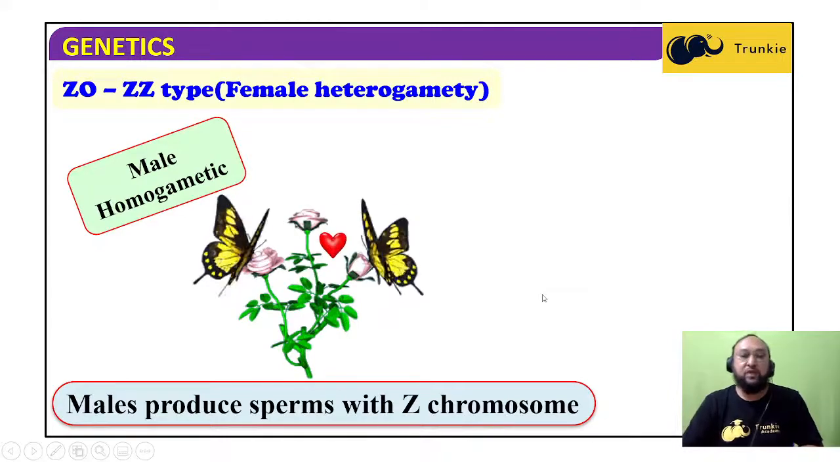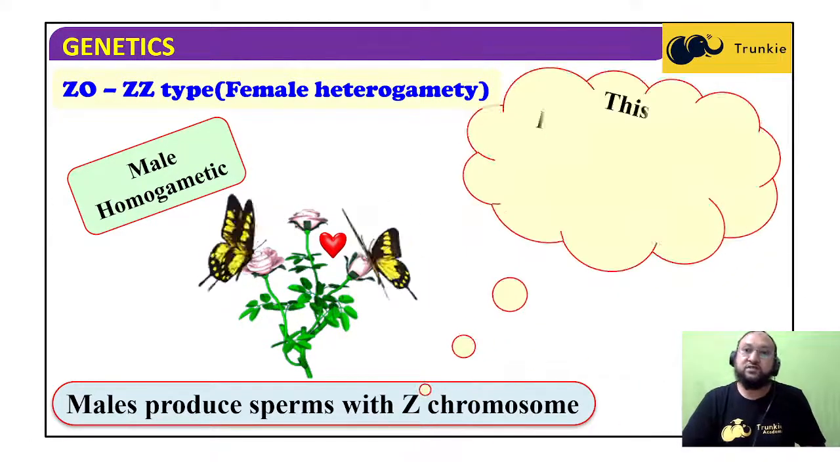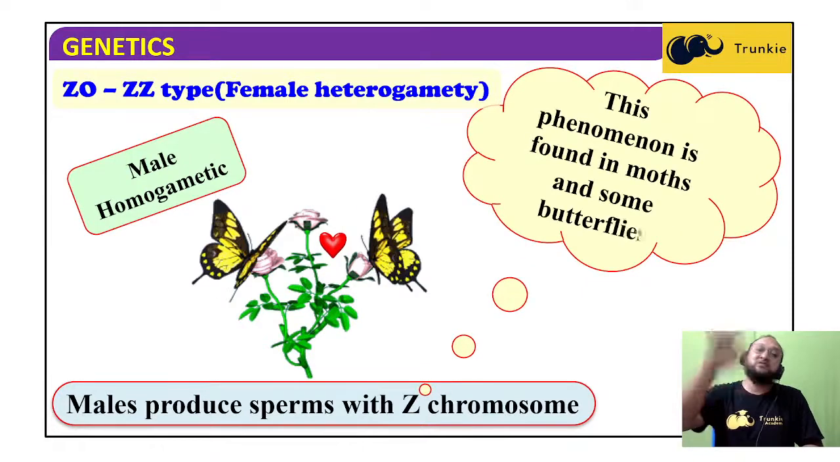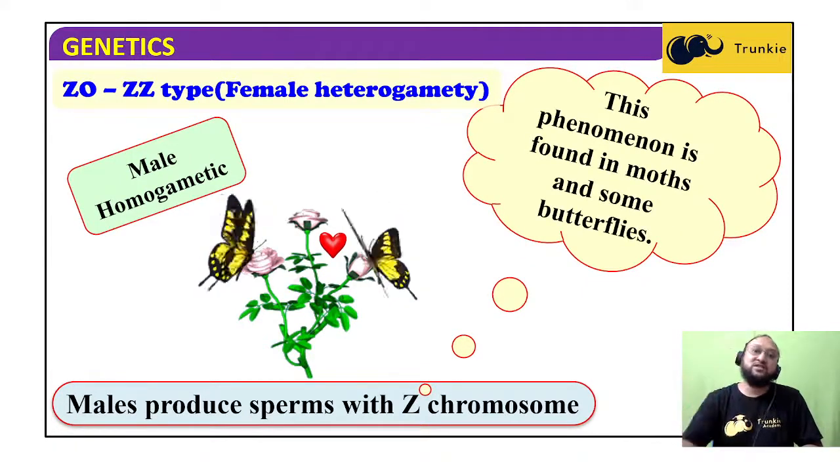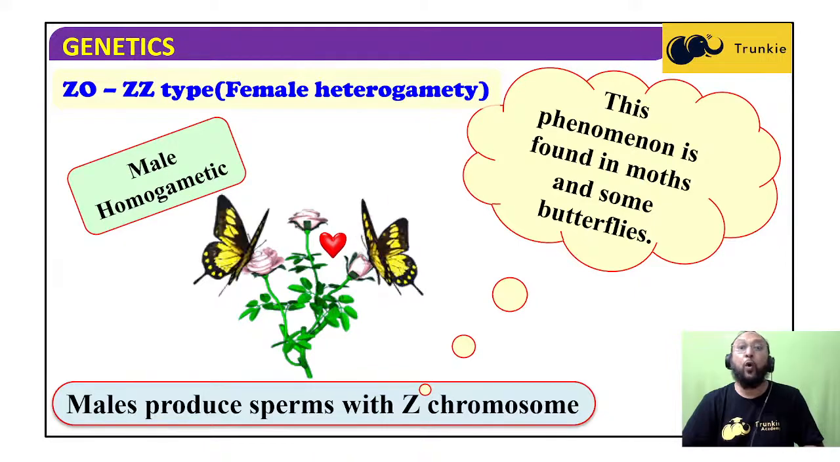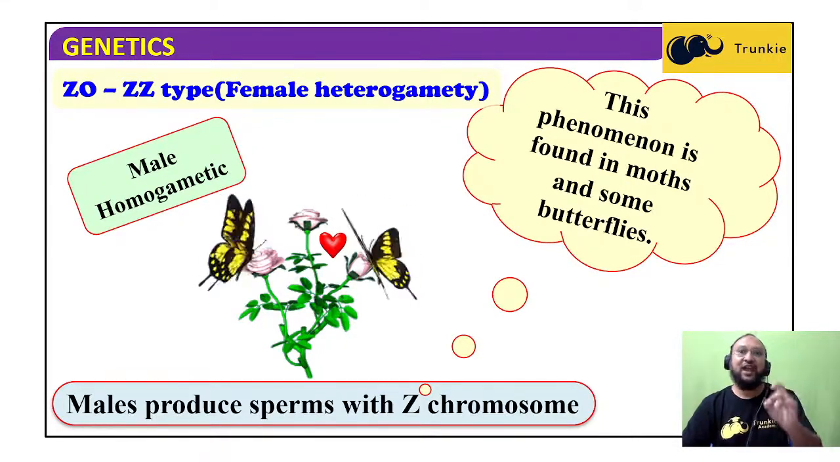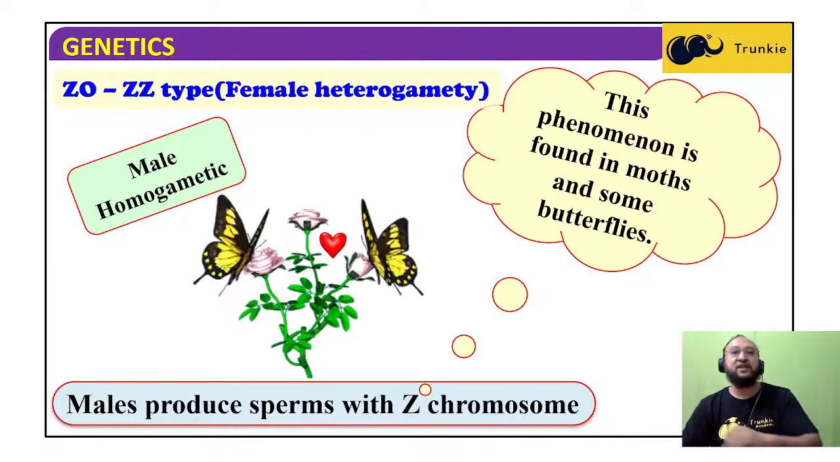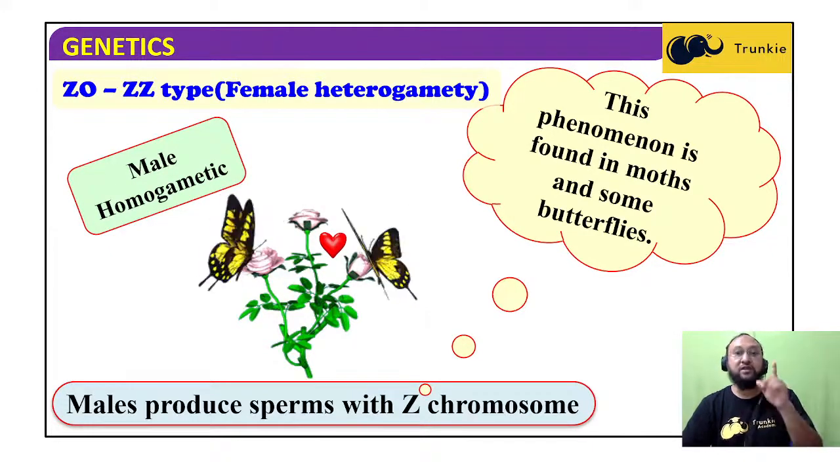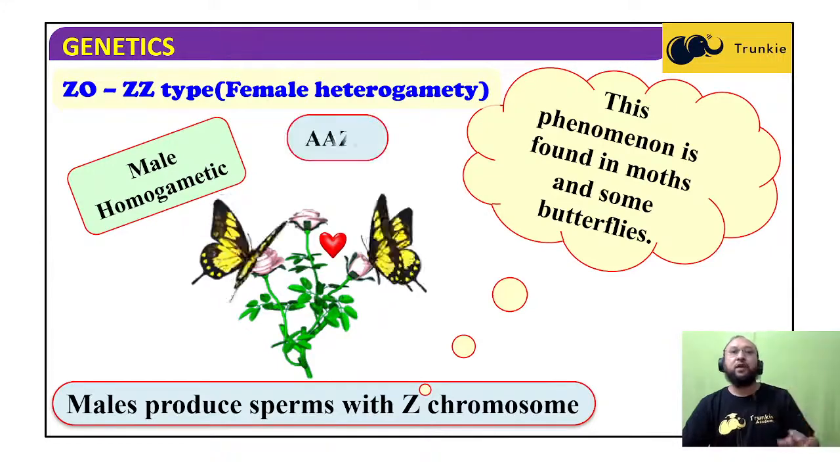Males will produce sperms with Z chromosomes, so all the sperms will have the Z chromosome. That means they are homogametic. This phenomenon is found in moths and some butterflies. So now you have the name of the organisms: all moths and some butterflies, not all butterflies.